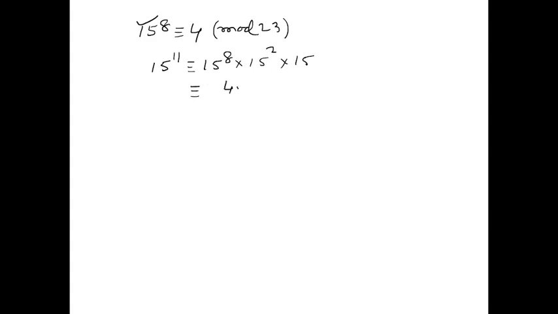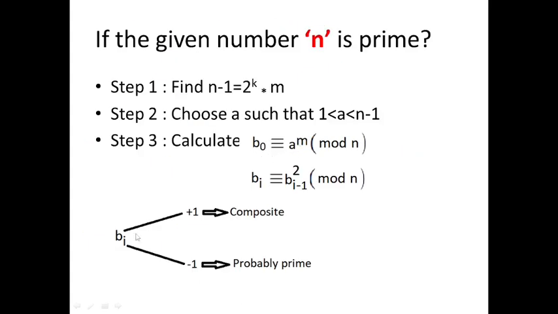Which is equal to 4 into 2 into 15, congruent to 22, congruent to minus 1 mod 23. So therefore it has come as minus 1. The algorithm says that if bi equals plus 1, then it is composite. If bi equals minus 1, then it is probably a prime number.